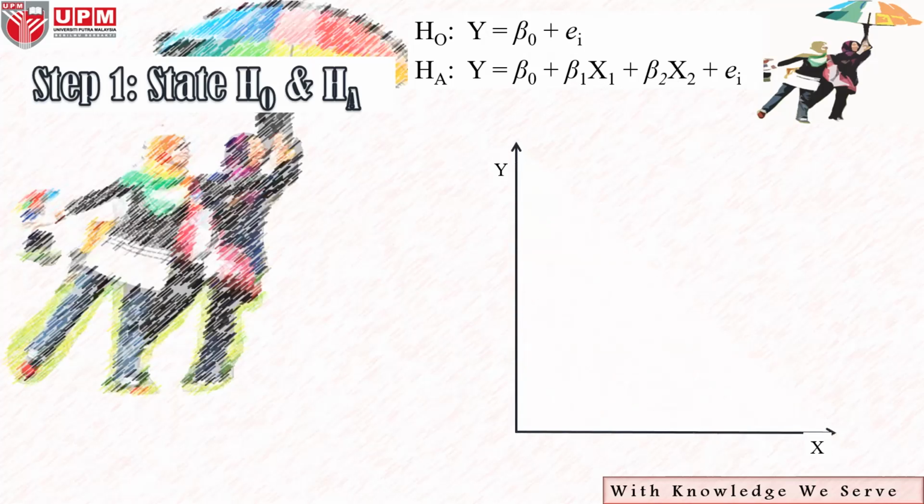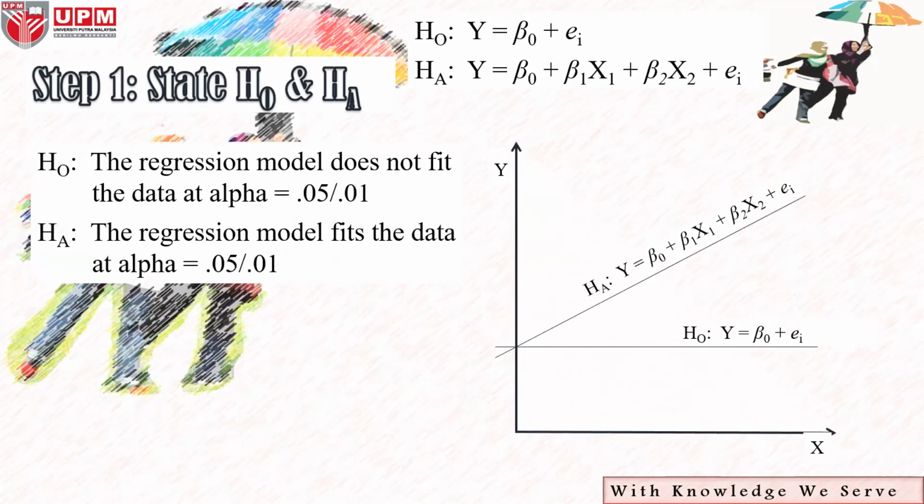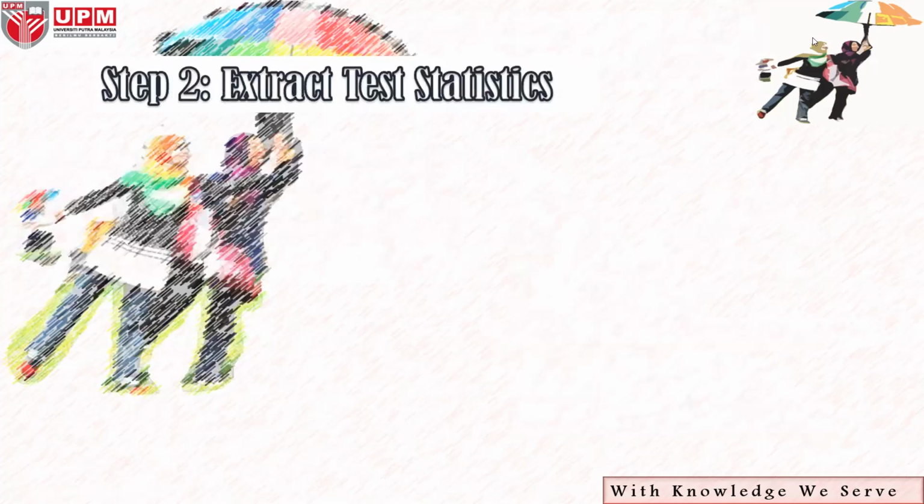But for practical purposes, we can state our overall model hypothesis as H naught: the regression model does not fit the data at alpha 0.05 or 0.01, or the regression model fits the data at alpha 0.05 or 0.01. Again, the regression model refers to the overall model. We have not yet specified which variable contributes to the DV, but we set our hypothesis in general, or overall.